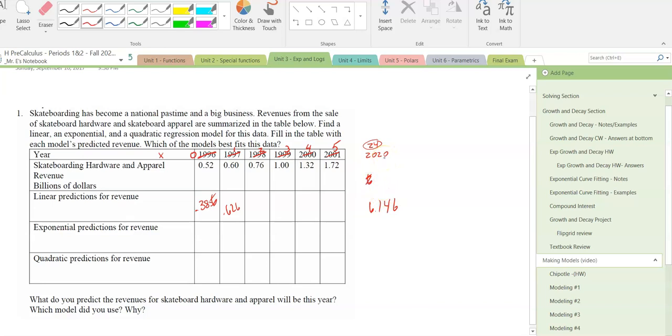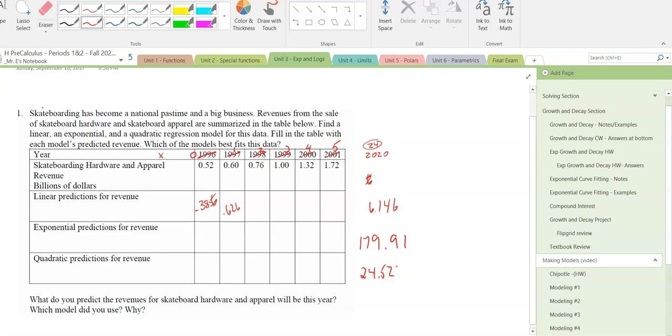For exponential, I would do 0.4872 times 1.2793 raised to the 24. And wow, that gives me $179.91 billion. And for quadratic, I would do 0.04 times 24 squared plus 0.04 times 24 plus 0.52, and I would get $24.52 billion.